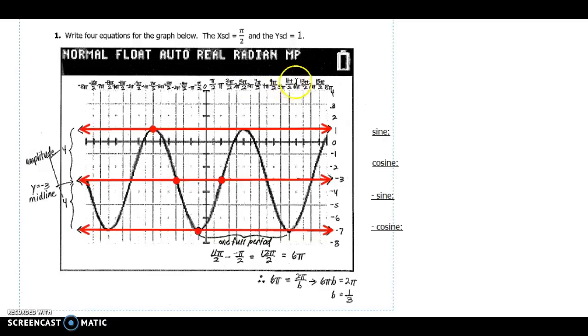So you take the bigger one minus the smaller one. I have to be a little bit careful in this case because I'm taking 11 pi over 2 minus negative pi over 2, which is really 11 pi over 2 plus pi over 2. That's where I got the 12 pi over 2, which simplifies to 6 pi. Now 6 pi represents my full new period. I have to use that to find my b value.